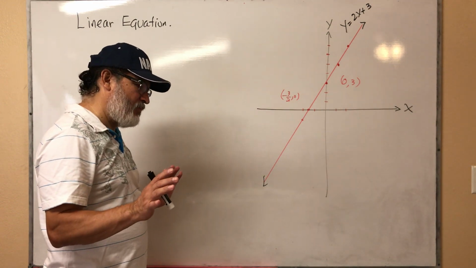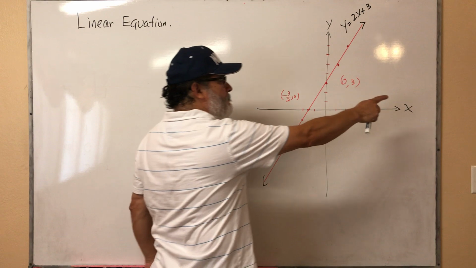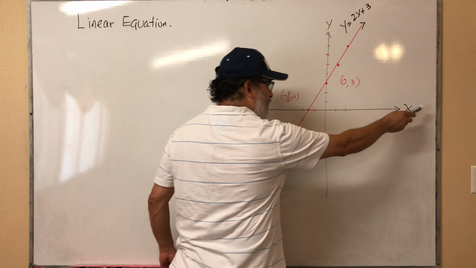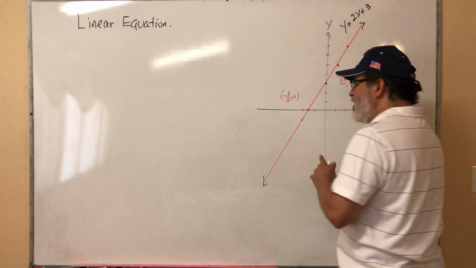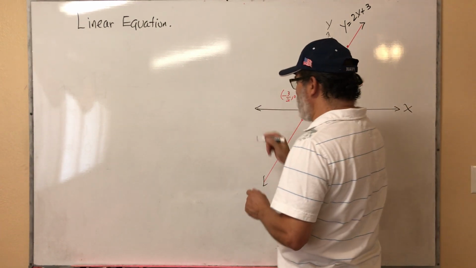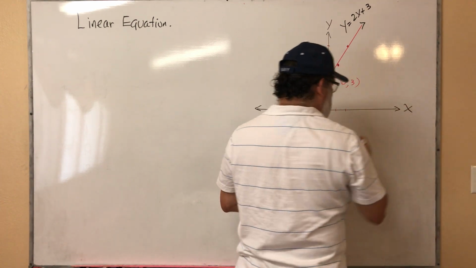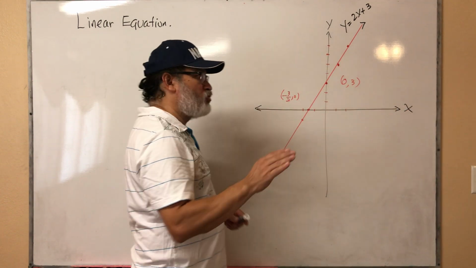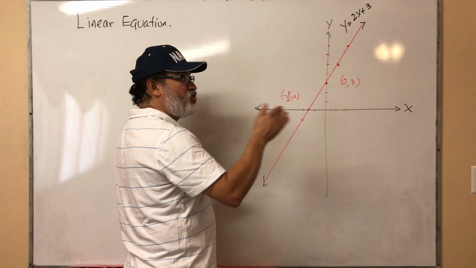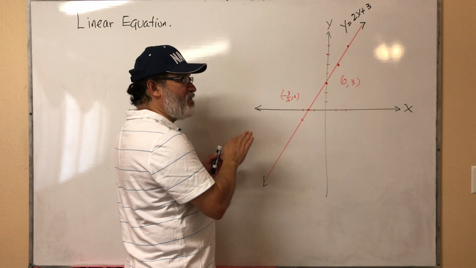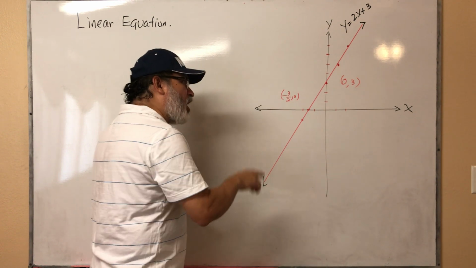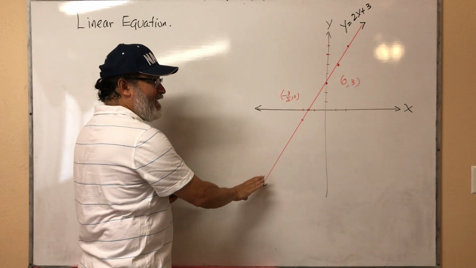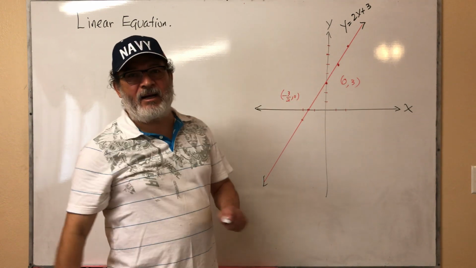Actually, let me say that again. You always look towards positive infinity. That's the best way to say it. This is negative infinity, and this is positive infinity. It goes on forever and ever. You always look towards positive infinity to determine if the line is increasing or decreasing. I concentrate on the line, and I notice that this line is increasing because it goes up.